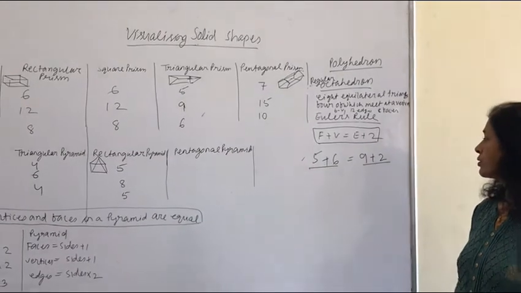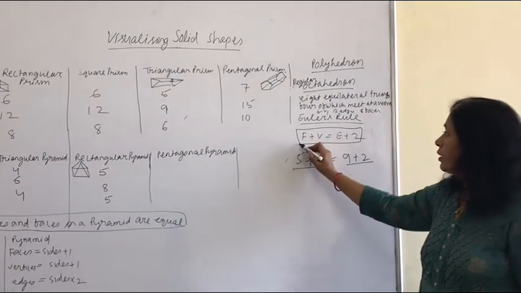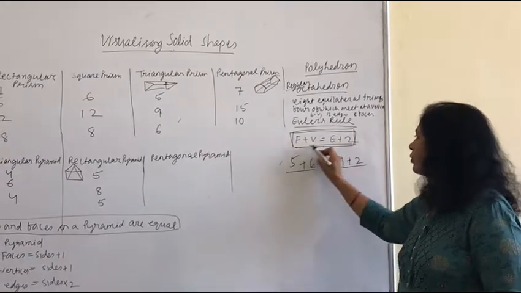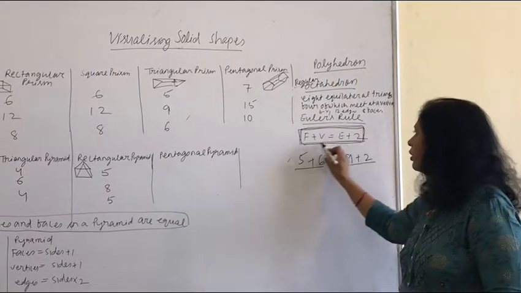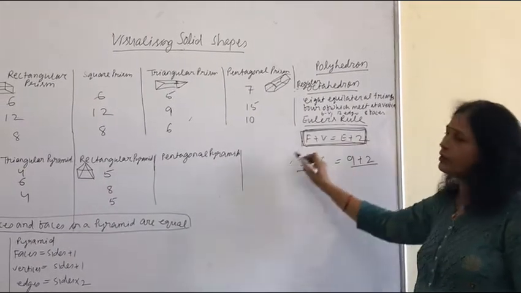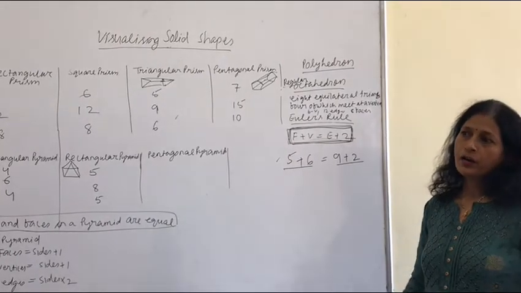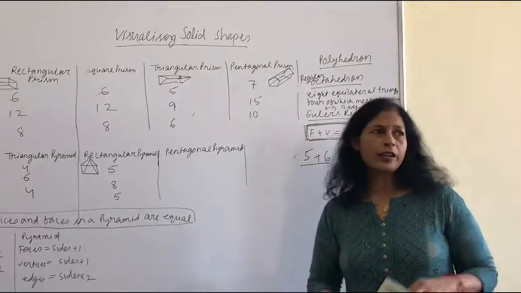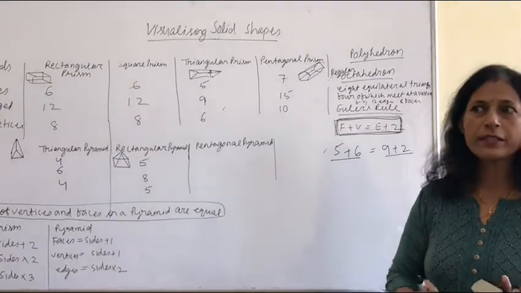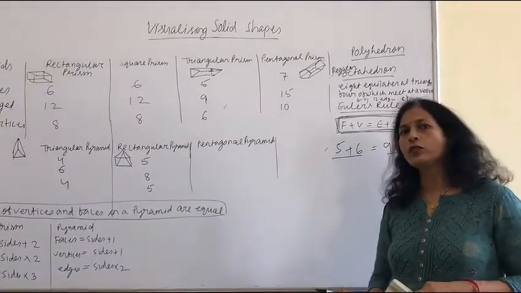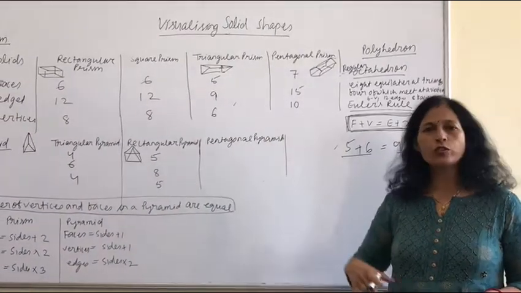Euler found this about solids, the rule or formula of Euler. Okay. Using Euler's rule, if faces are given and vertices are given, you can find the edges also using Euler's rule.